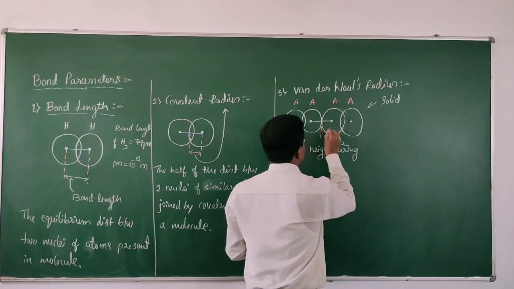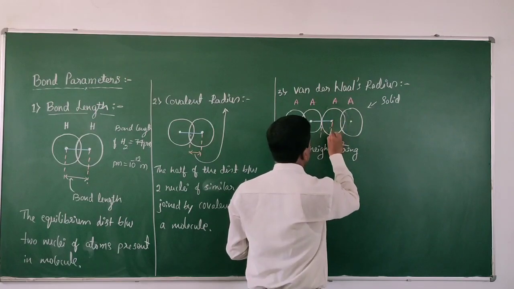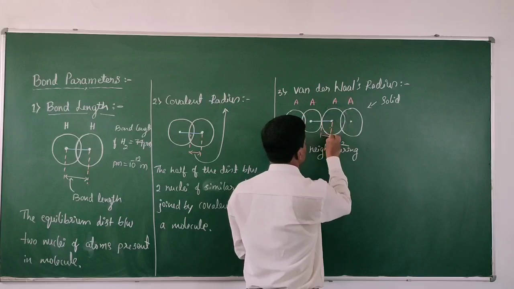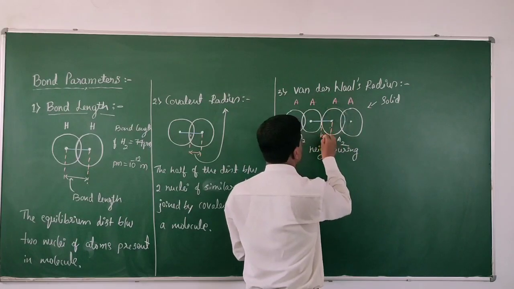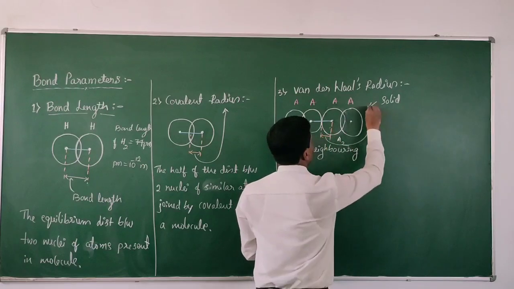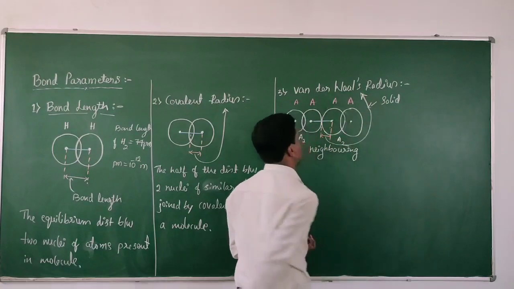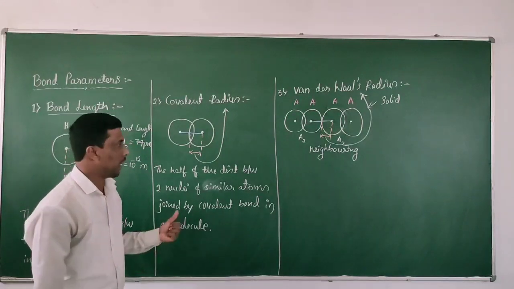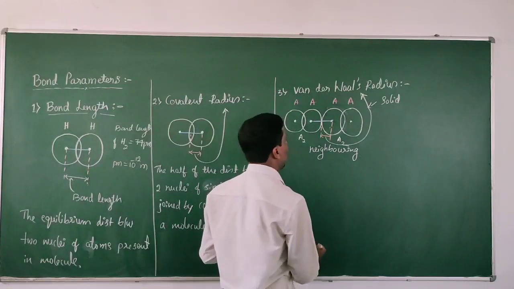We consider this half distance, half of this distance. This half distance is called as what? Covalent radius. Sorry, van der Waals radius. Okay, note the definition; I am not giving an expression.